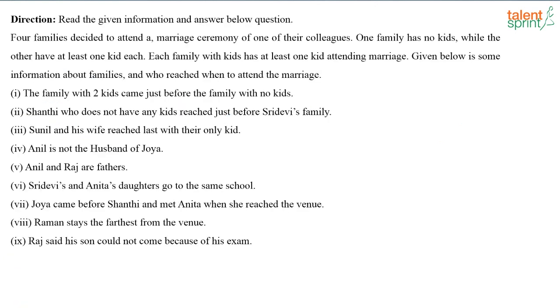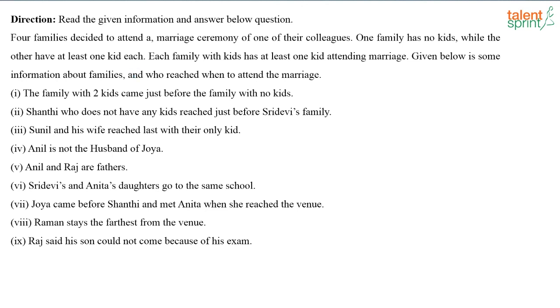Next. So now take the next 1 or 2 minutes, try out this one. Here they are talking about 4 families who are attending a marriage, and they have given the order in which each family comes, and we have to find out who is the husband, who is the wife in the family, and the details about the children. See, this was a fairly easy one.